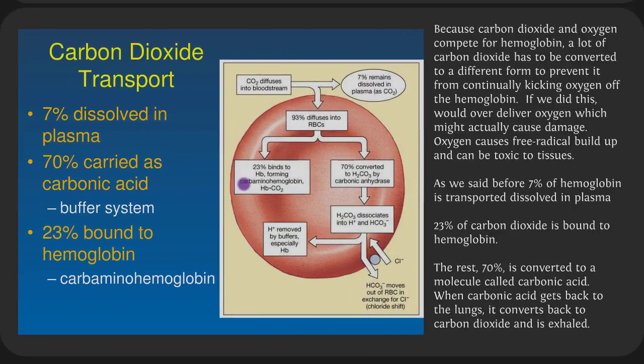Because carbon dioxide and oxygen compete for hemoglobin, a lot of carbon dioxide has to be converted to a different form to prevent it from continually kicking oxygen off the hemoglobin. If we allowed that to happen, we would over-deliver oxygen, which might actually cause some damage in free radicals. So oxygen causes free radical buildup and can be toxic to tissues.